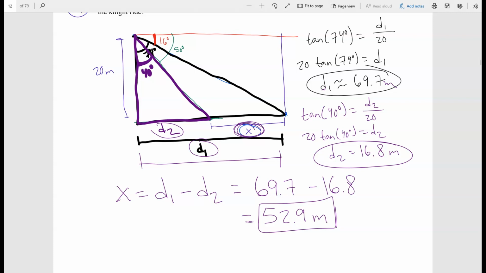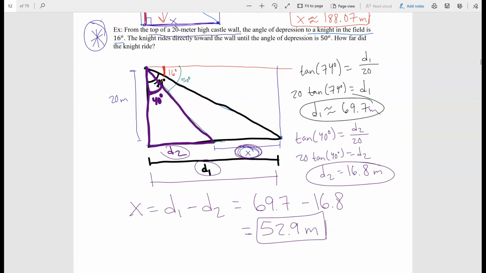So this problem was a lot more involved, but it's a really good problem. Make sure that you really understand how to do this problem. And if you didn't, just watch it over and over again until you finally understand it.